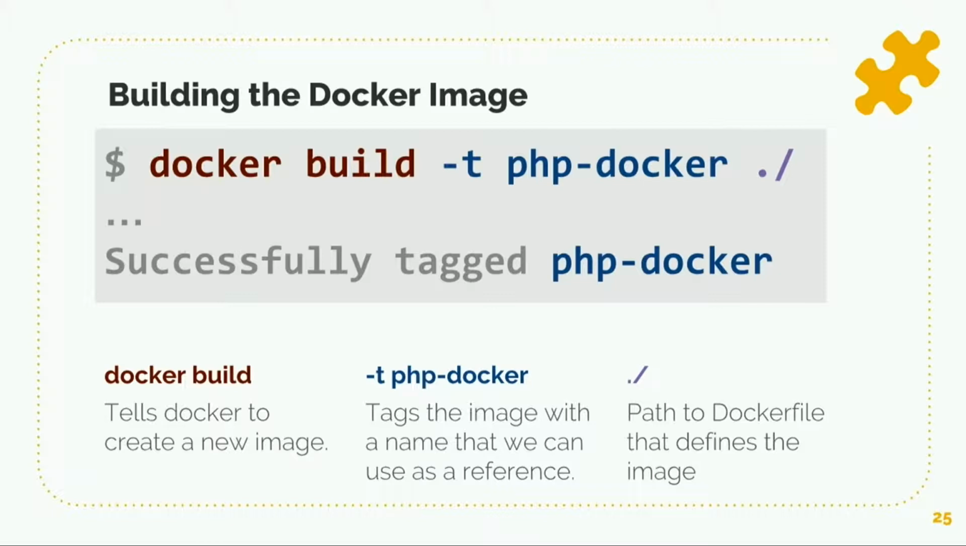But in reality, if I were going to push this up to Docker Hub, I might want to do something like Karl Hughes /php-docker, so that it's differentiated from other PHP Docker images. So that's kind of a typical best practice. And then the . at the end is the path to the Docker file that we just created. So it's just a relative path. And if you're assuming you're navigated in bash to that directory, it should be . for you as well.